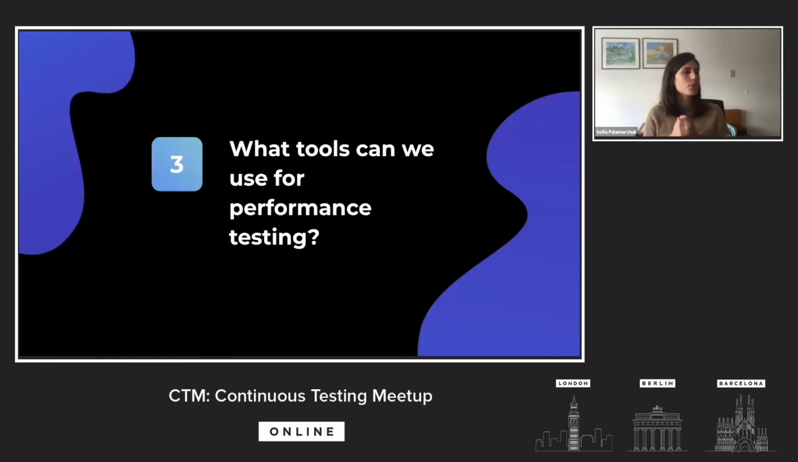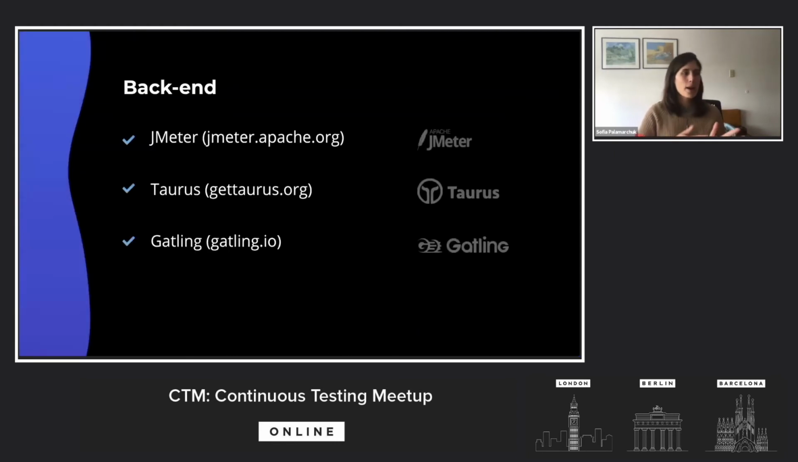Okay, so what tools can you use for performance testing? I'm going to give a quick overview of tools in the market. I'm pretty sure you've heard of most of them. So on the back end, you know, JMeter and Gatling, these are all open source tools, the three of them. JMeter and Gatling are very known and used. They have their differences, but I guess both of them are really good to get started with load testing.